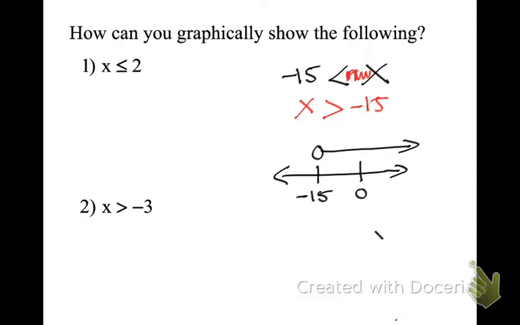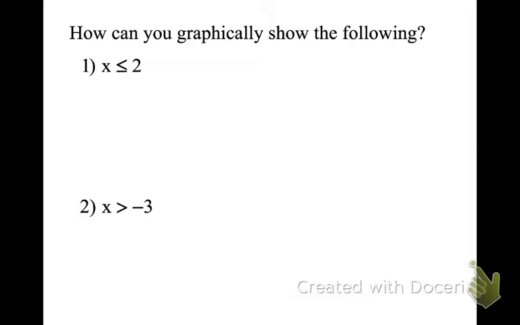To read from the variable, X is greater than negative 15. So you always read from the variable, or move the variable back and switch the sign. Whatever the sign is that's next to the X, it has to still be the same if you rewrite it. Is that making sense? Okay, questions? All right, so let's move on.